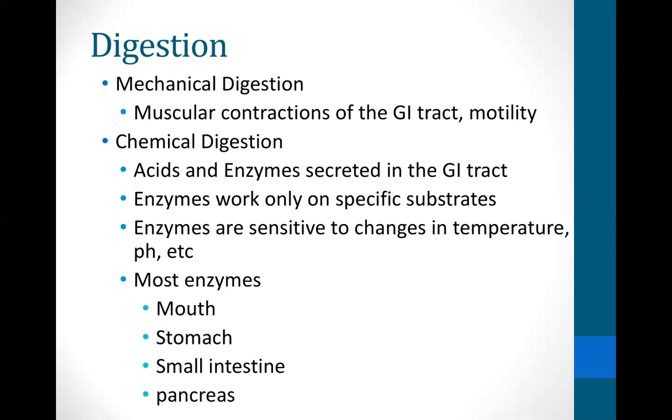Chemical digestion involves chemicals our body creates and produces to help break down foods. These are acids and enzymes secreted in the GI tract. Our stomach makes hydrochloric acid. Enzymes are substances that only work on specific molecules, so each enzyme is specific for a different component in food. Enzymes can be destroyed by changes in temperature or pH.